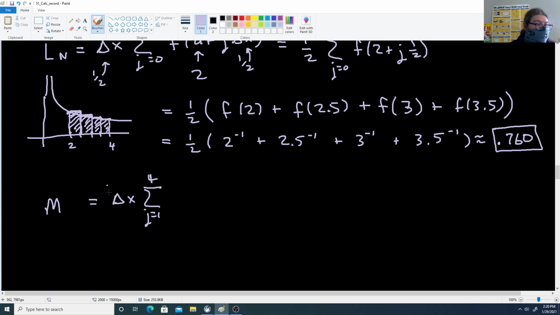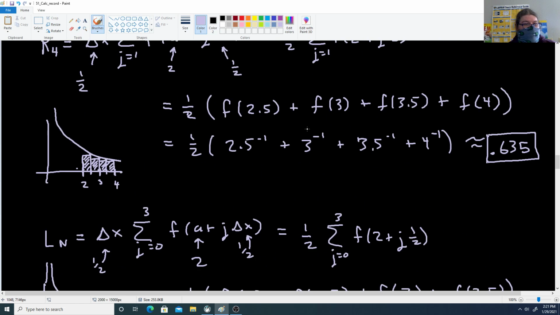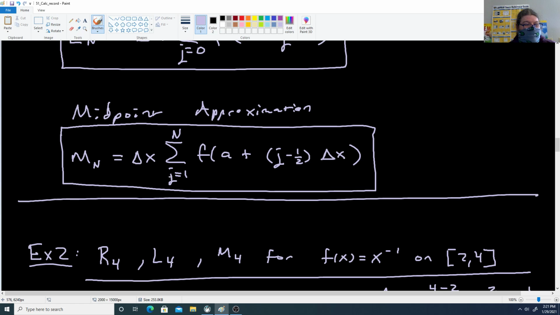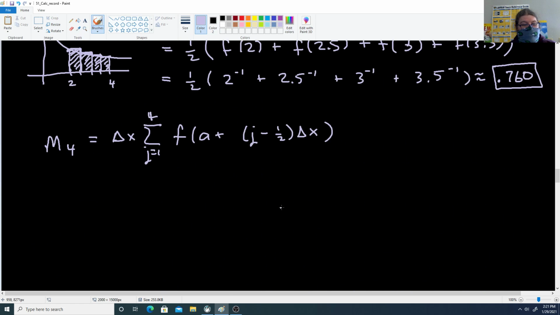So, finding that, it would be f of a plus j minus a half times delta x. So if we check here, again, it's delta x, j is 1 up to n, f of a plus j minus a half delta x. And this j minus a half term lets us center it, where instead of using the left or the right endpoint, we use the middle point of each bar to set the height of the bars.